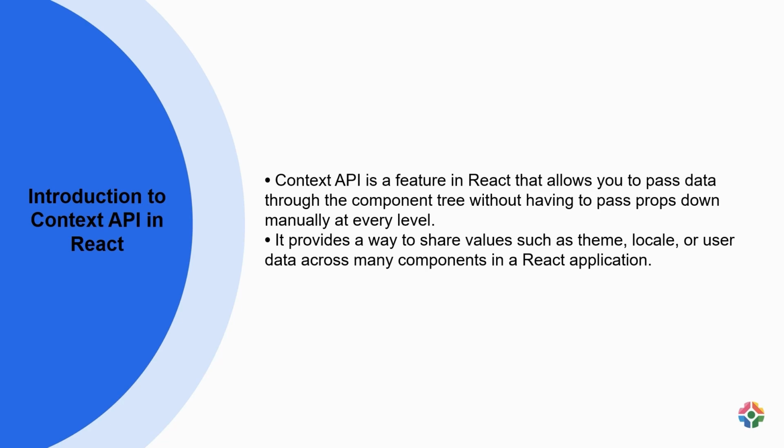For instance, a React application with a multi-language support feature can use the Context API to make the selected locale available to all relevant components without prop drilling. Similarly, a theme switching functionality can be managed efficiently by utilizing Context API to propagate the current theme to various parts of the application without the overhead of repetitive prop passing.